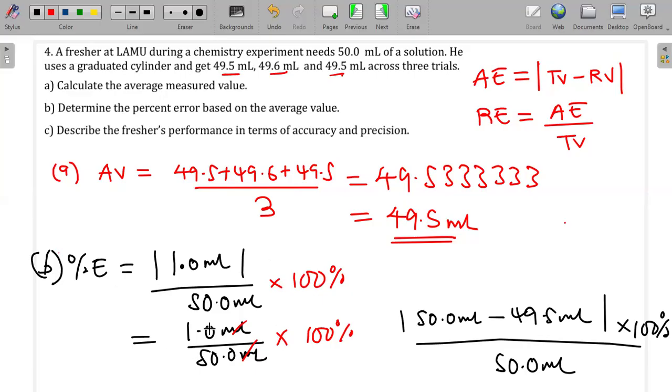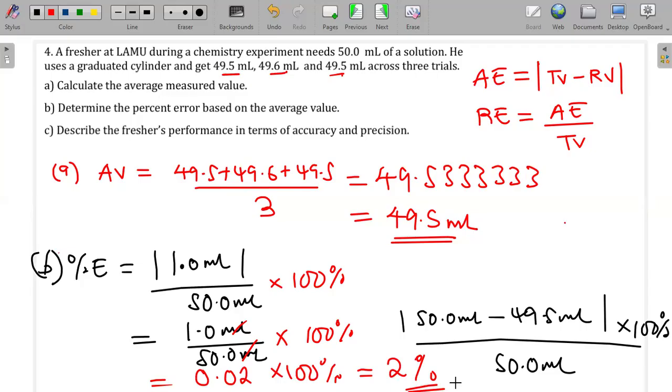So here it will be 1.0 divided by 50.0, which gives me 0.02. Then I multiply this by 100%, and that will be 2%. So I'm finding 2% as my answer.